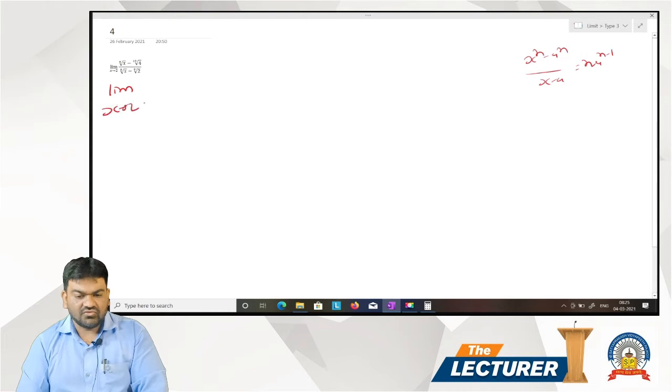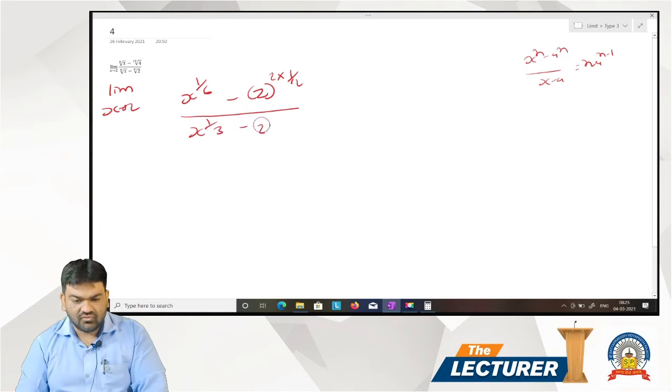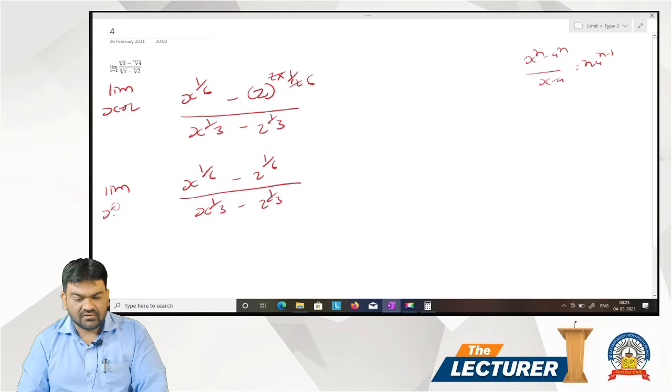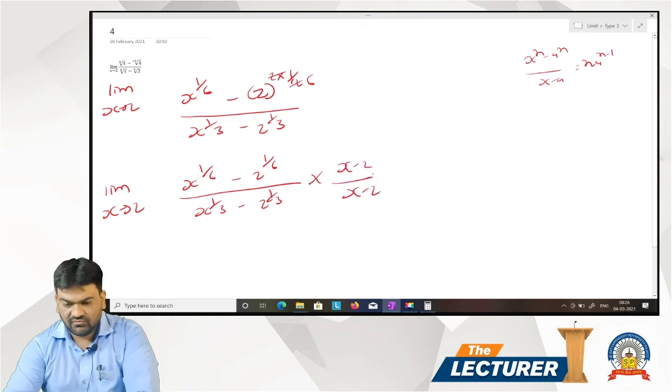Limit x tends to 2, x raised to 1 by 6 minus 2 raised to 1 by 6, divided by x raised to 1 by 3 minus 2 raised to 1 by 3. Now we will multiply and divide by x minus 2.